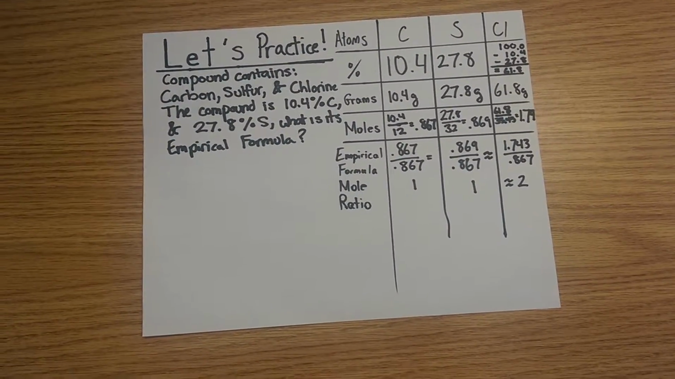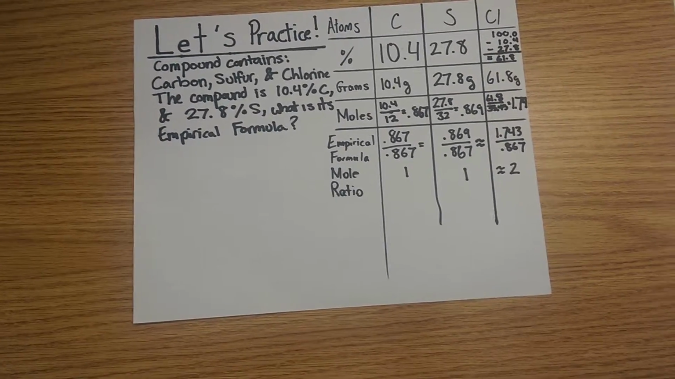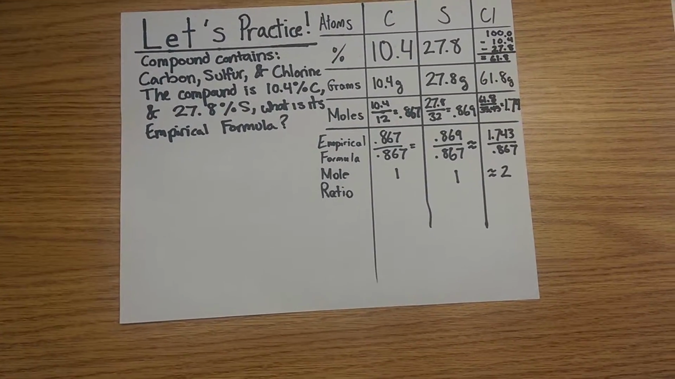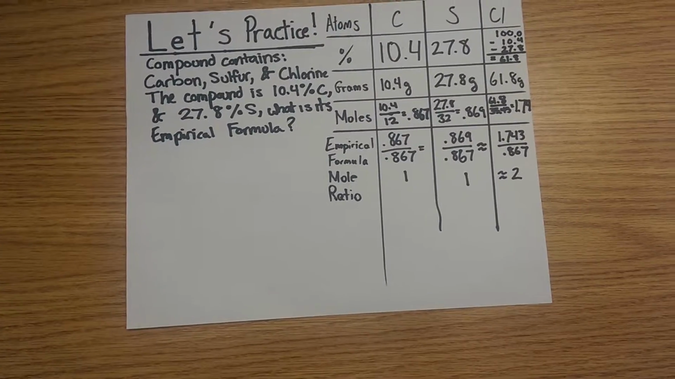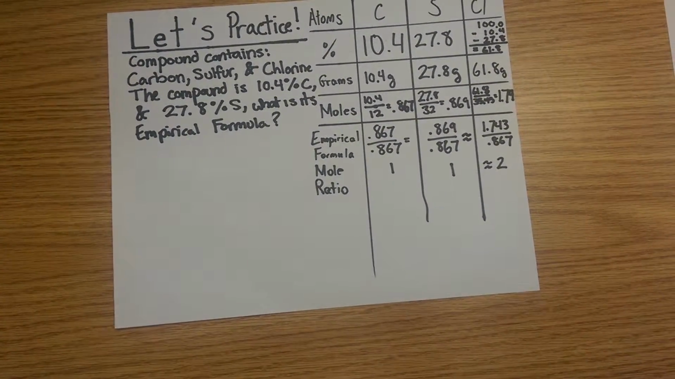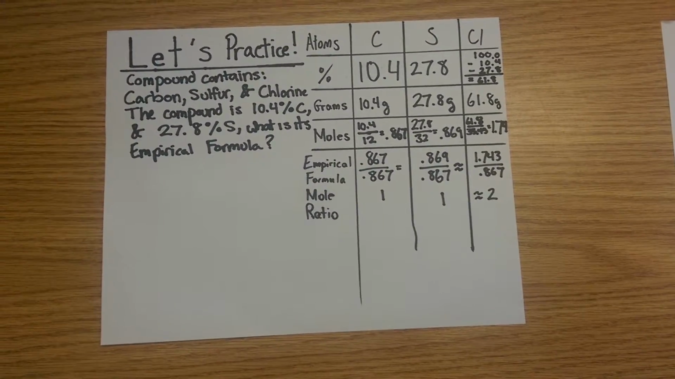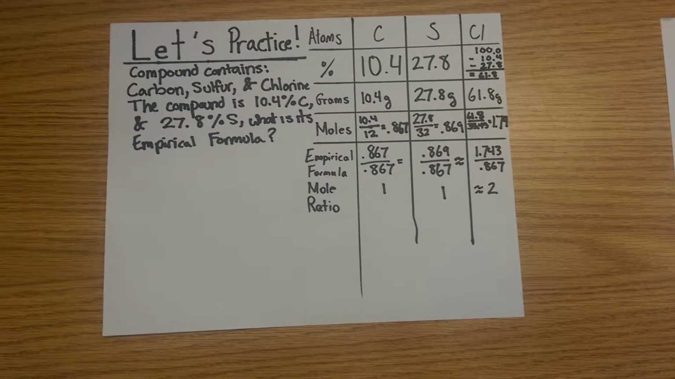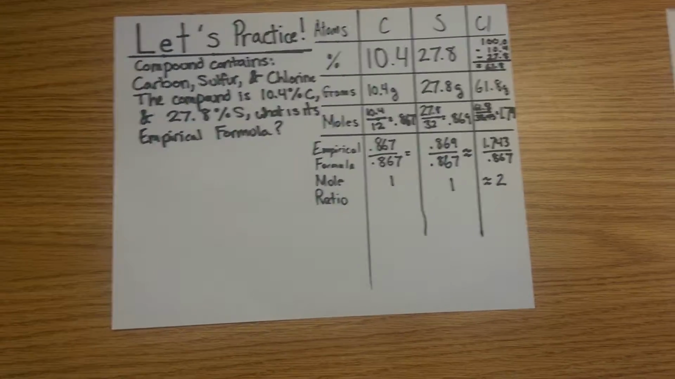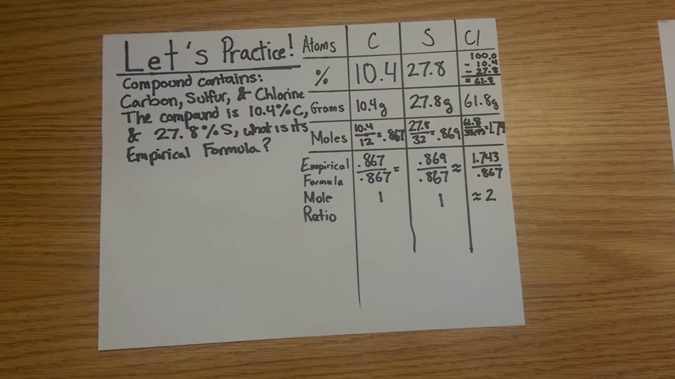Okay, now that you found the amount of moles of each element, you want to find the empirical formula mole ratio. In doing so, you must divide each element by the smallest number of moles within the compound. So the smallest number is 0.867, which is the number of moles of carbon. So you divide 0.867 by itself for 1. For sulfur, you do 0.869 divided by 0.867, which is also roughly 1. And you do 1.74 divided by 0.867, which is roughly 2 for chlorine.